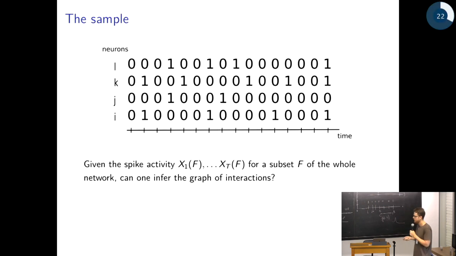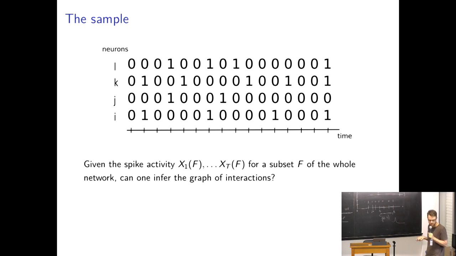And then one natural question here is, suppose we are given a spike activity of a population of neurons. I'm denoting the notation x1f, where f is my set of observed neurons; x1f will be just this first column. And capital T here is the time that we have observed this network. And then one natural question, of course: the spike activity depends on the relationship of how the neurons are connected. So given this spike activity, can I infer the graph of interactions?